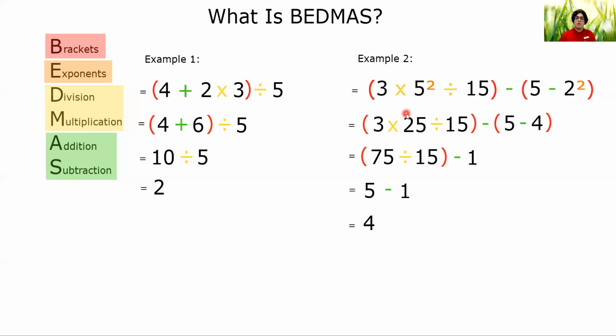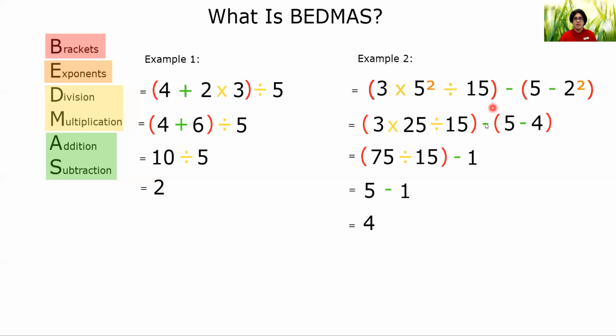Next, I look in my first bracket. I have multiplication and division. Now I'm going to solve whichever is first in the equation. In this case, 3 times 25 is the first operation, which gives me 75. And again, this divided by 15 just carries down to the next step.